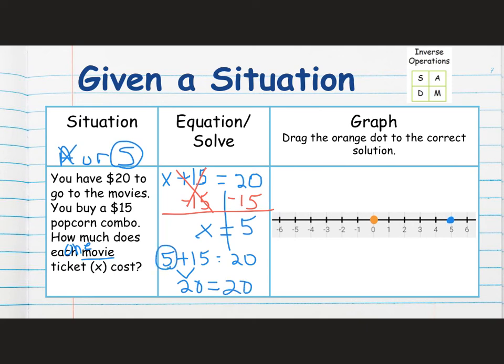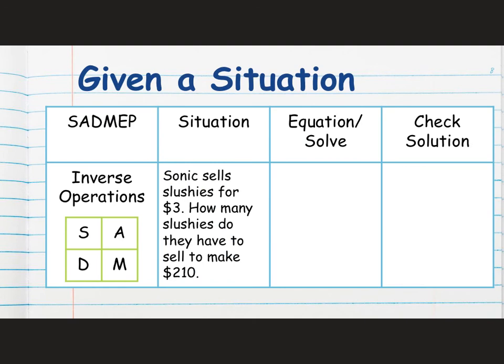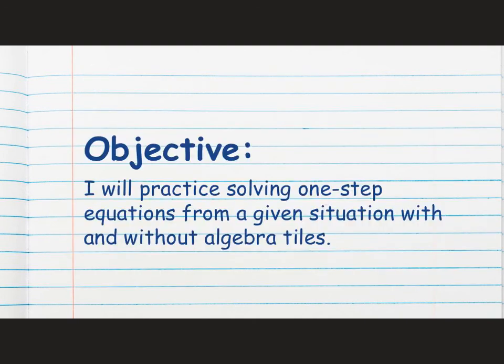You will have 3 additional problems to solve. Please attempt them. They are on your guided notes. Whatever we didn't finish, it's your job to attempt them, and make sure that you come back and work with us during our first 15 minutes of class tomorrow. I will practice solving one-step equations from a given situation with and without algebra tiles. That's what we just did. And you will have a mini assignment to work on. So make sure you're in Zoom tomorrow to practice with us before you have to complete your assignment.